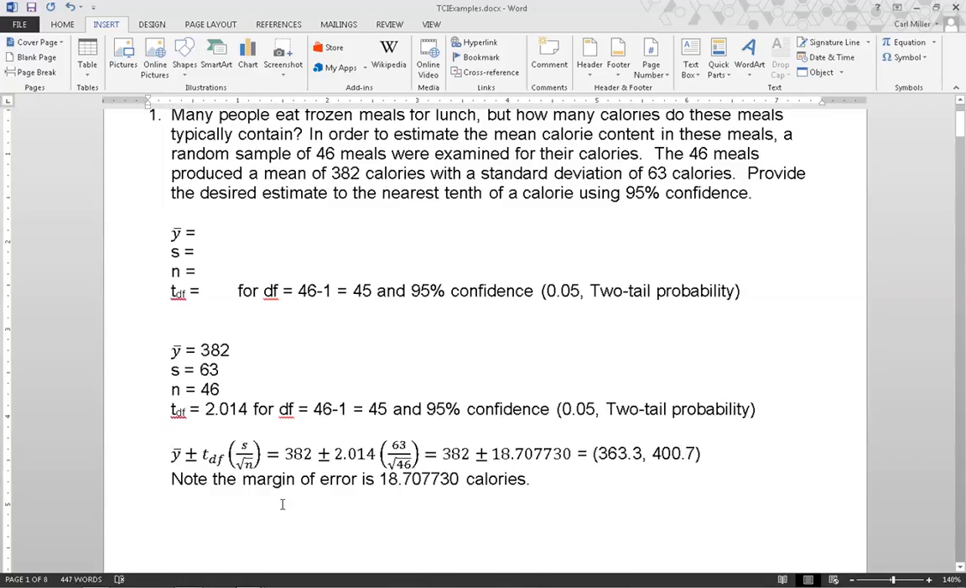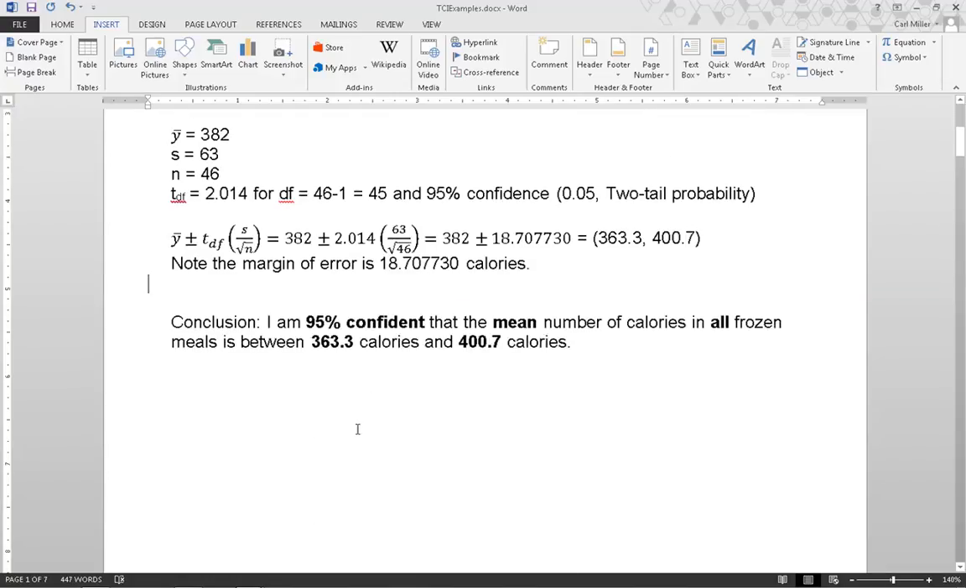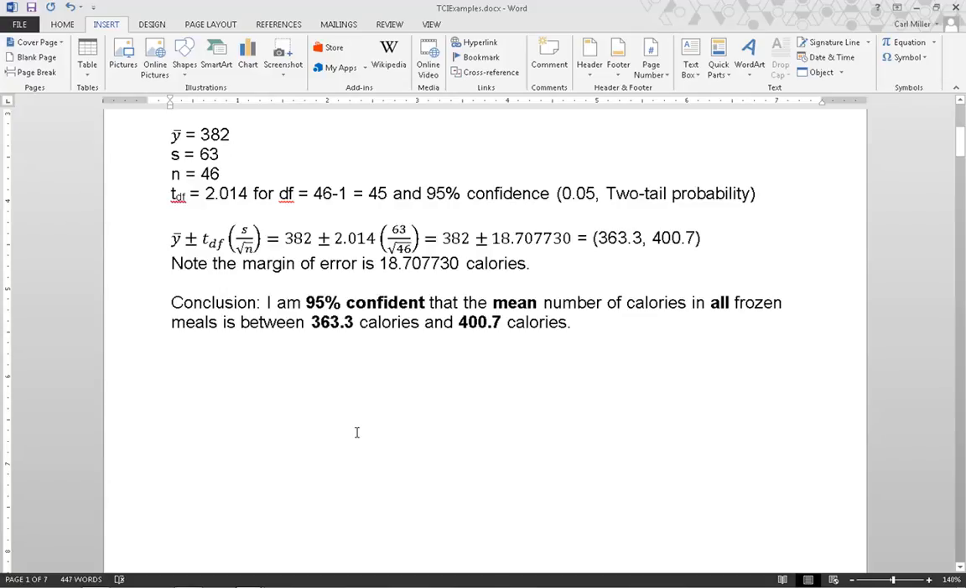So now we want to summarize our findings by interpreting that interval. So in conclusion, I would say I am 95% confident that the mean number of calories in all frozen meals is between 363.3 calories and 400.7 calories.